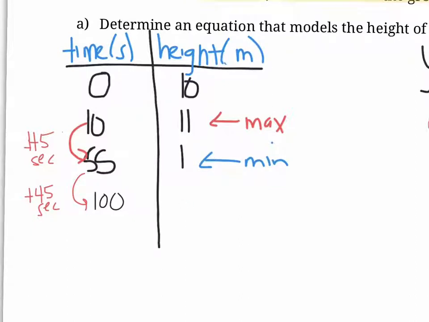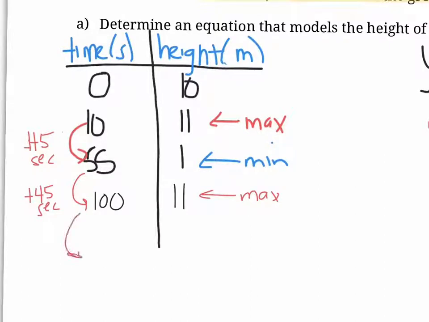And where will he be? He started at the max, he went to the min, he's going to be back up at the max. So here we go, we're back up at the max again. And so we started at the max, min, max. How long is it going to take him to go back down to the min? It's going to be another 45 seconds.